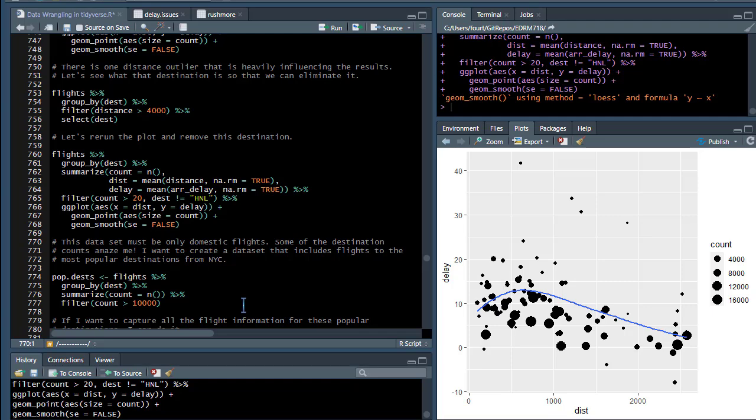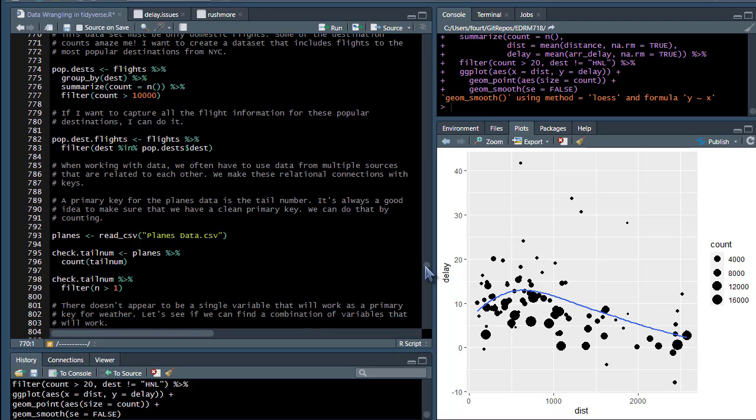I want to create a data set that includes flights to the most popular destinations from New York City. I mean, look at this, 16,000 flights in a year to some of these destinations. So let's do this. Let's look at popular destinations. We're going to make a new data set we're going to call popular destinations. And we're going to take flights, group by destination, summarize the count, and filter so that it's over 10,000.